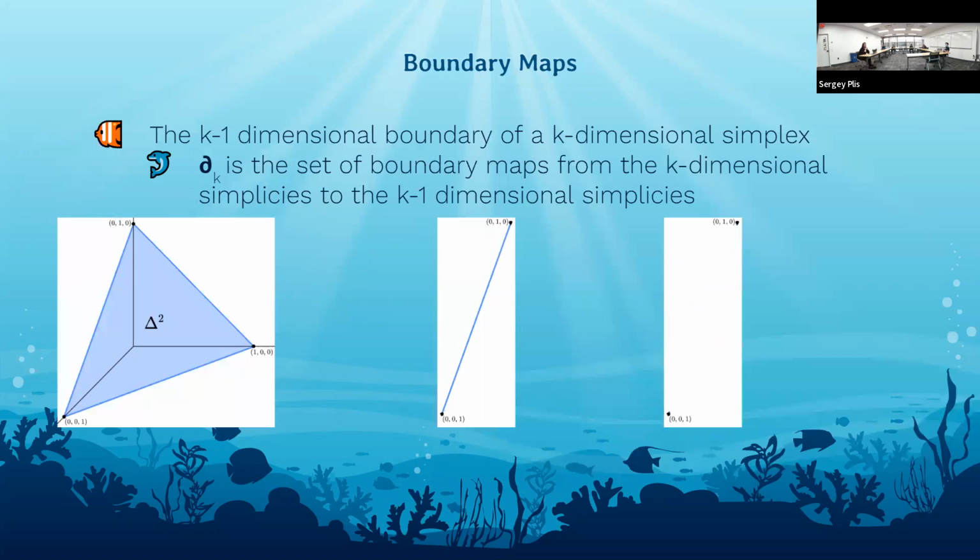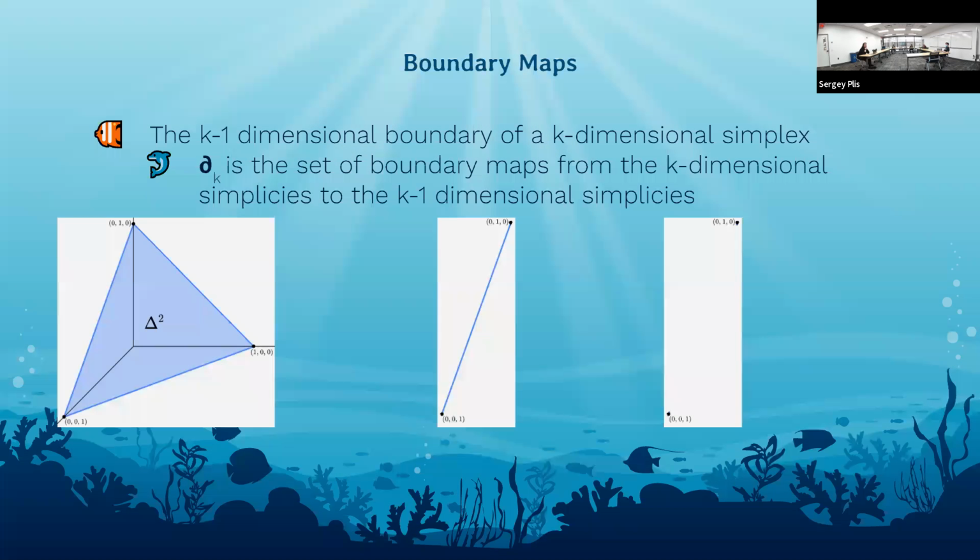Yeah. Within these simplices, there are boundary maps. The boundary maps are somewhat obvious. They're whatever the boundaries of the object are. So a triangle has 3 boundaries, the 3 segments. A line segment has 2 boundaries, the 2 points that encapsulate it.